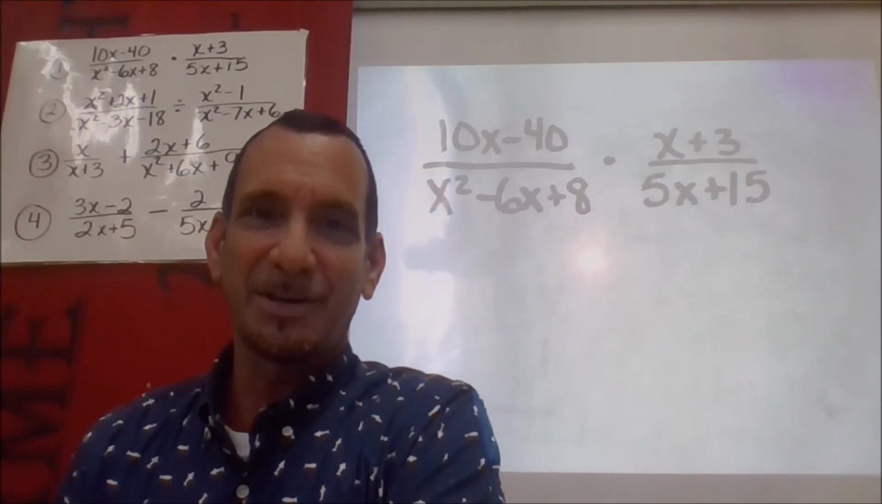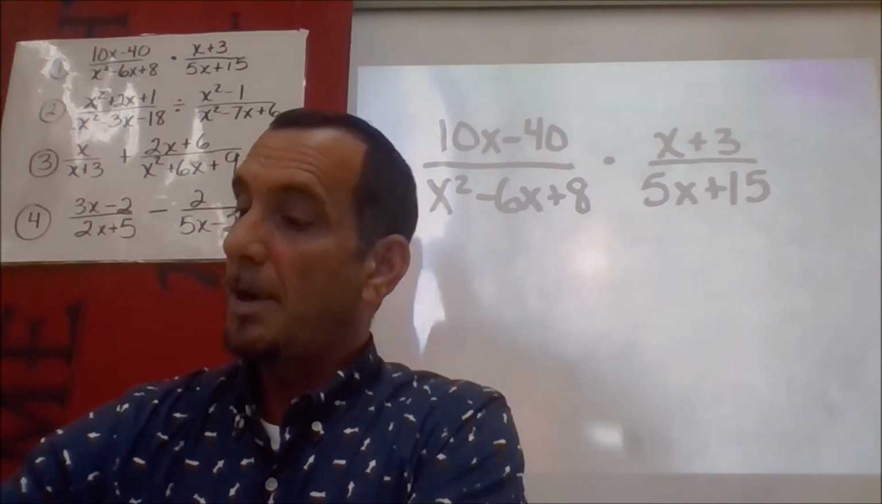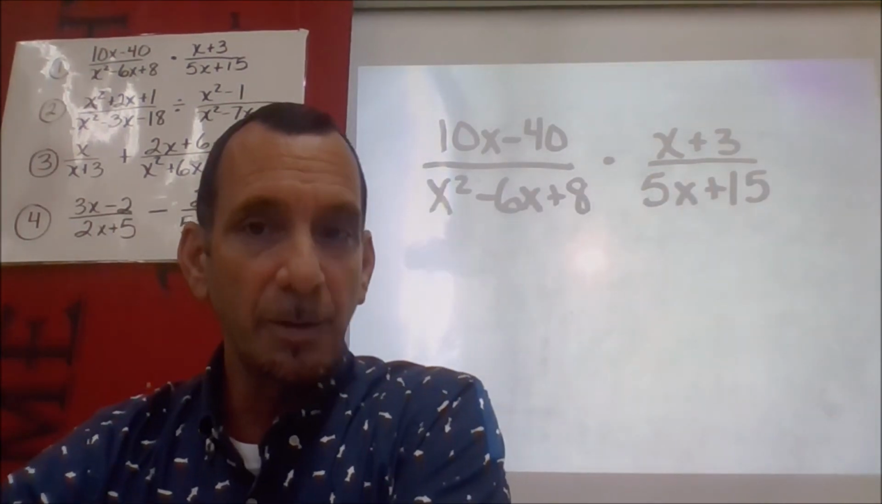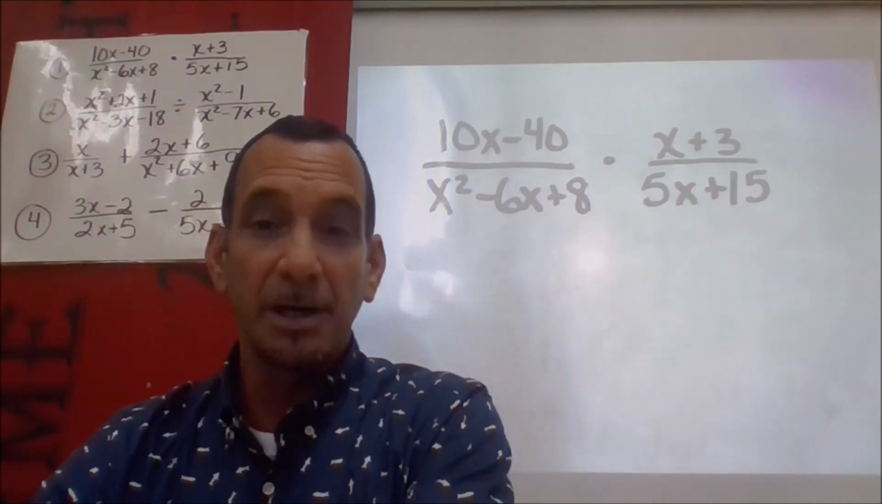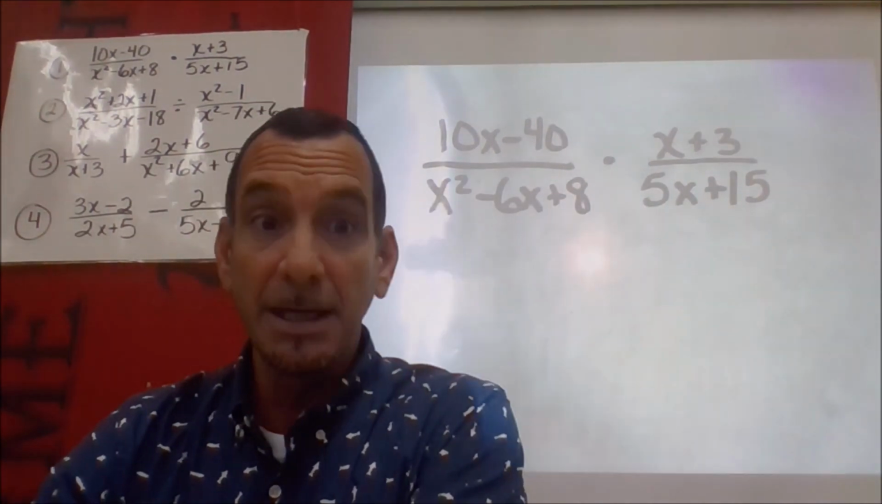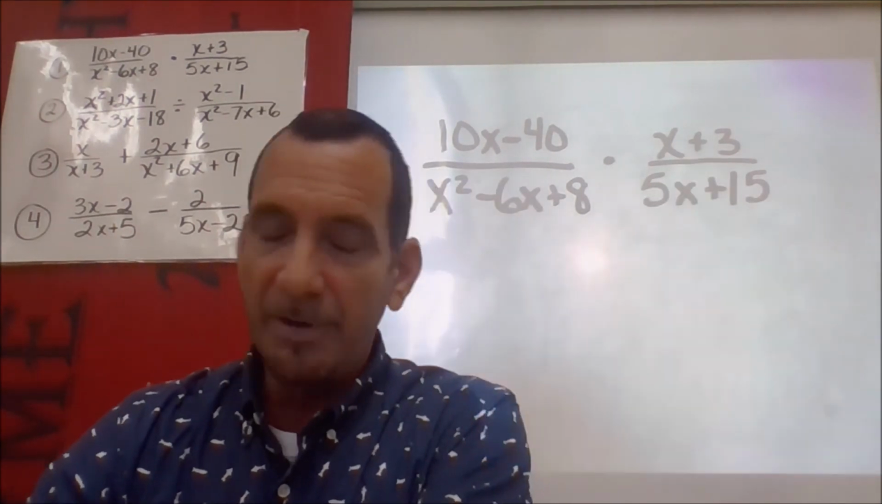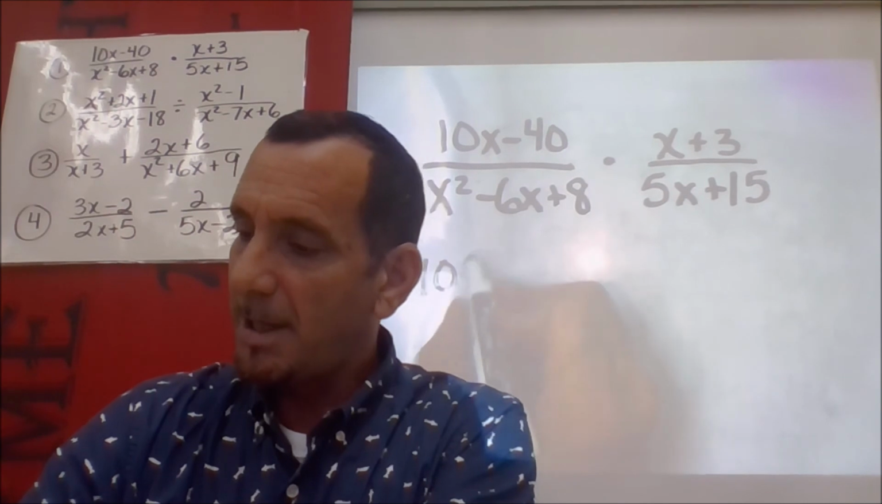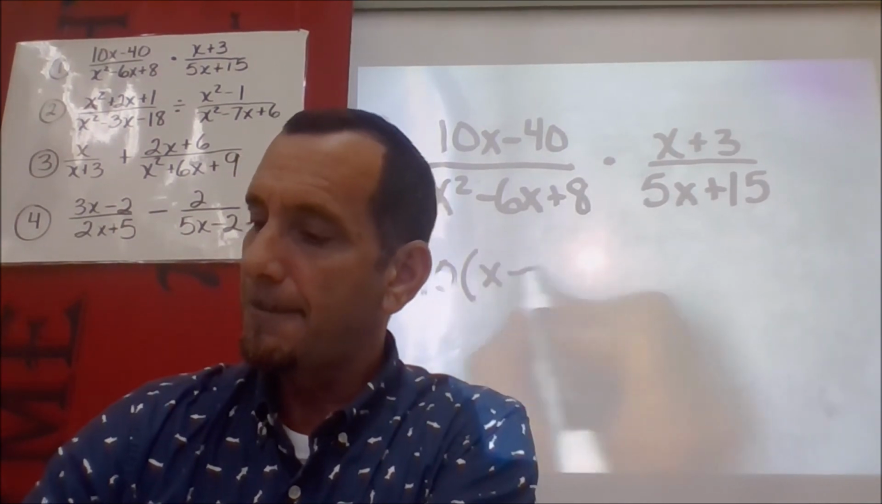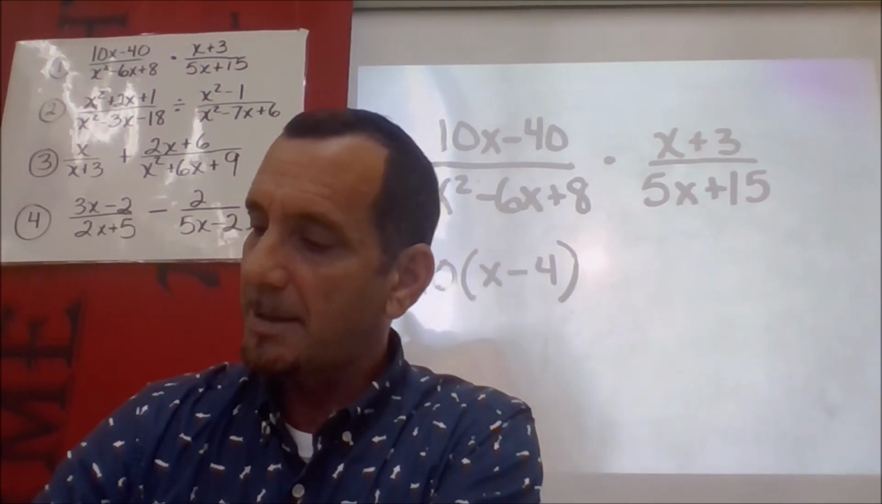Let's get this factoring party started. We must look at what we can factor, either using greatest common factor, factoring trinomials, or difference of squares. We have many tools. So I'm going to look at every expression and factor. Top expression, I can factor out a 10, and that's x minus 4.